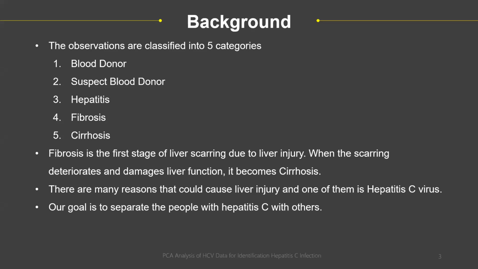Hepatitis C is a virus, and the virus will damage the liver function. And fibrosis and cirrhosis are other kinds of liver diseases. They are usually caused by drug abuse, alcohol abuse, and so on, and they have different signatures compared to hepatitis C. There are many reasons that could cause liver injury, and one of them is hepatitis C virus. Our goal is to separate the people with hepatitis C from the others.